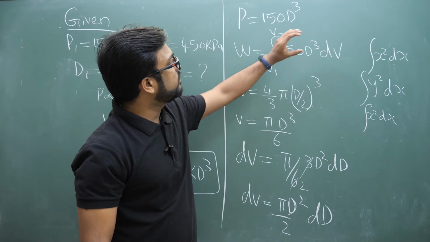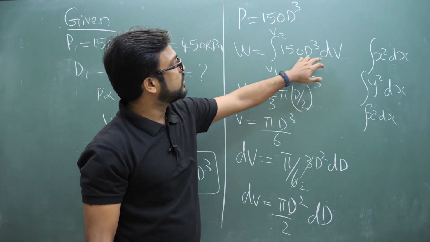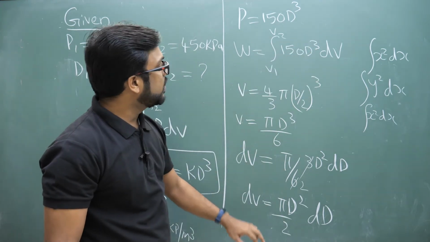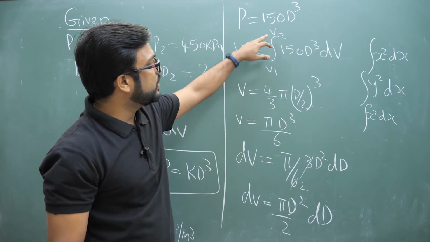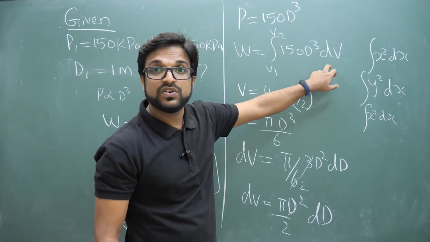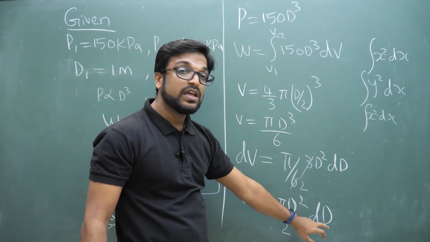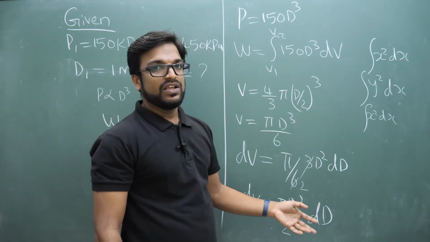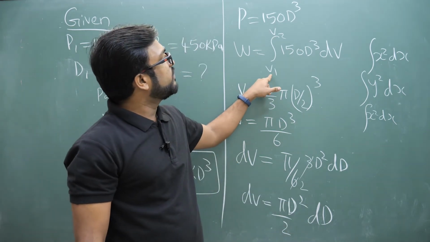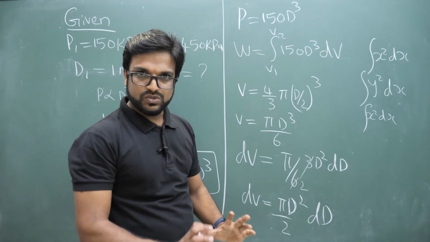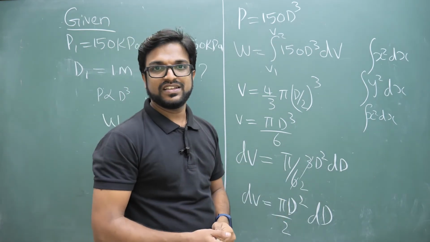Now I can put that value here. Instead of dV I can substitute this value. Instead of V1 to V2, earlier the integration was for dV. Now the integration will be with respect to dd, so it should be from d1 to d2. If you can solve that, your answer is ready. Let's do that.